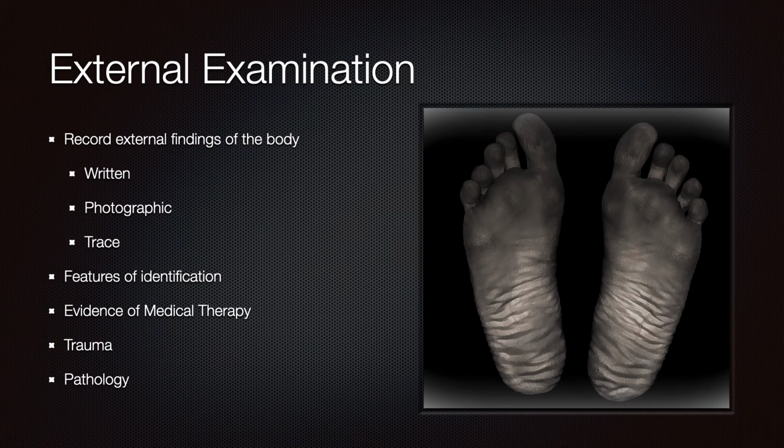The external examination is the first component of the autopsy. In a forensic exam, this is usually the most lengthy process. This should be done in a routine way so that no aspect is forgotten. In a forensic exam, the trace evidence is collected first.